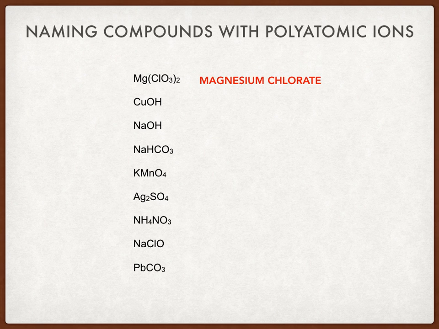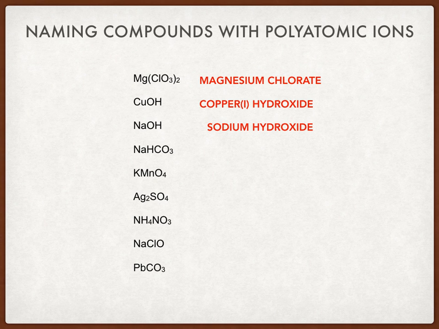Next one, CuOH. First of all, that's a hydroxide group. Hydroxide carries a -1 charge. Copper is a variable charge metal. It's a 1-to-1, so it's copper(I) hydroxide. NaOH, fixed charge metal, so just sodium hydroxide.